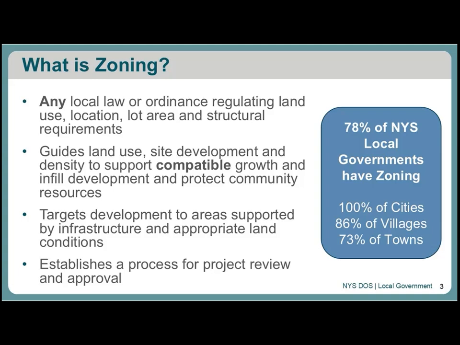And then there may be areas of your community that are inappropriate for development, whether it's things like steep slopes or flood-prone areas, things of that nature where you're going to want to avoid development. You know, as a proactive measure, especially as we continue to see more and more extreme weather events, that's what zoning is able to do. And in addition, it will establish a process for project review and approval.